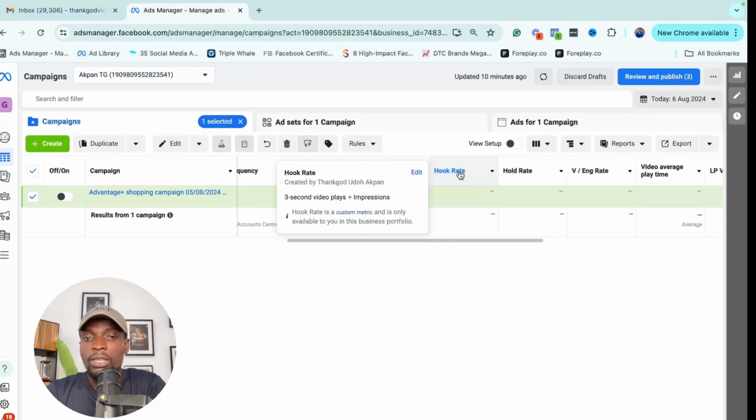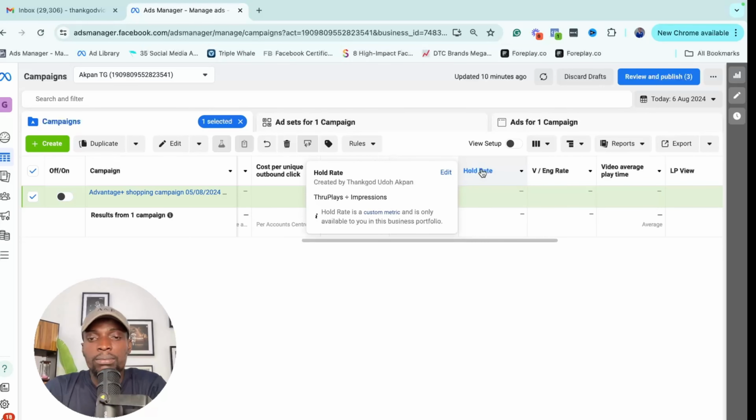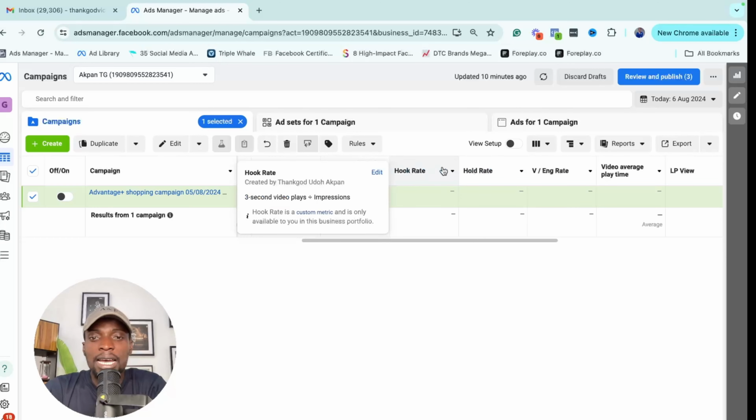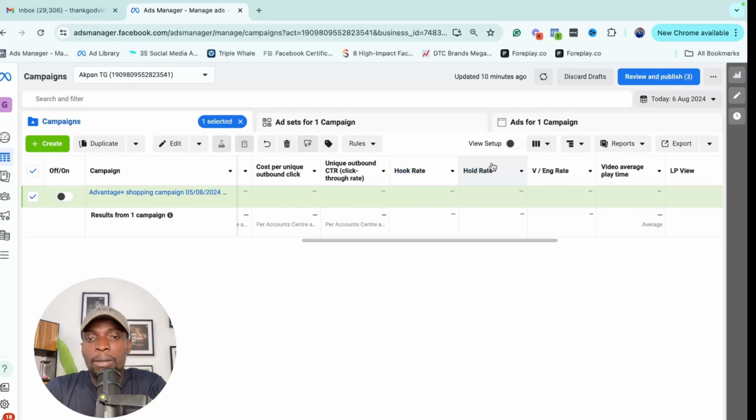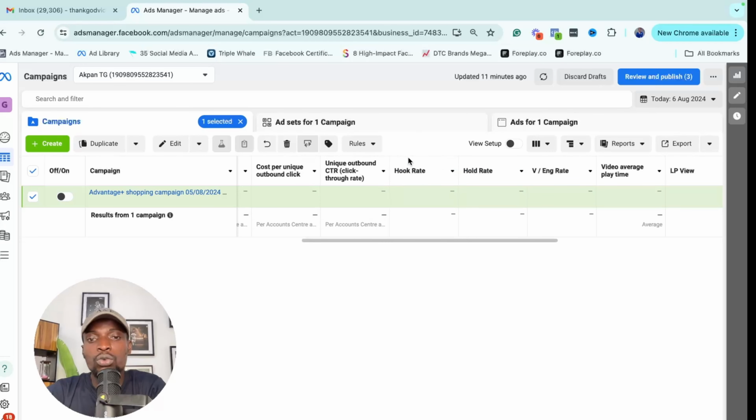So this is actually a very important metric to be looking at if you're optimizing your creative, and it gives you an idea of how your creative is actually performing overall. So when I look at that, I also tend to look at my hold rate. Now the difference between the hook rate and the hold rate is, hook rate is just the first 3 seconds of your video, but the hold rate is how many people are actually seeing about 15 seconds more of the video.